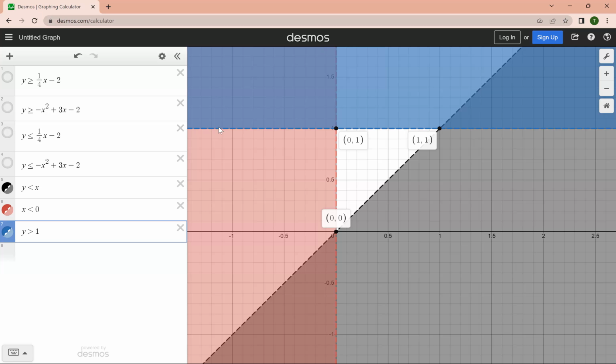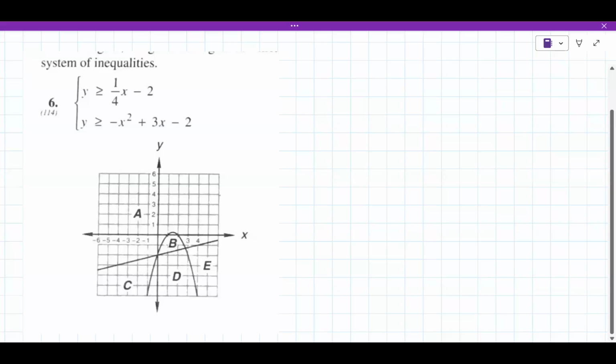All right, so the lesson is over, at least on 114, especially if you're allowed to use a tool like the one we just talked about. So the answer to 6 is A.